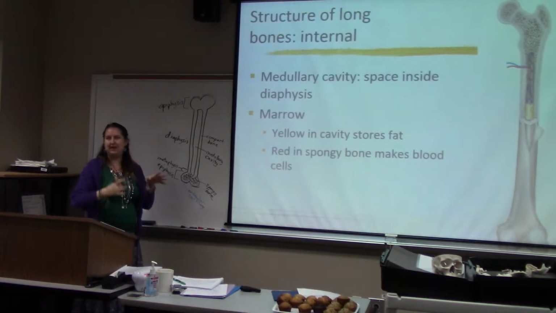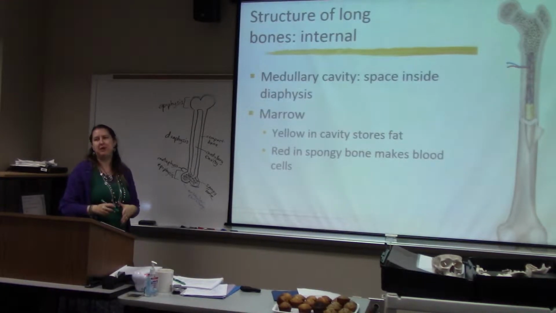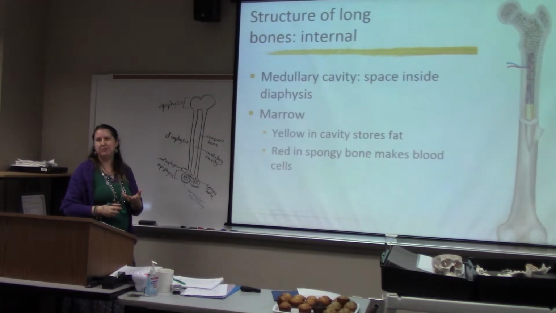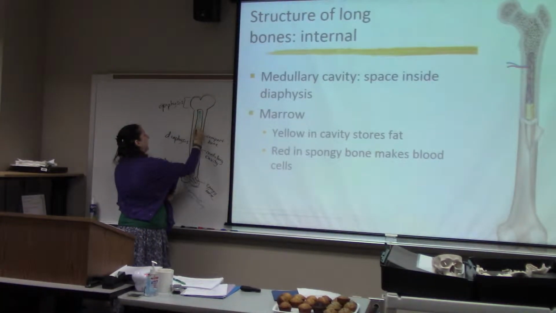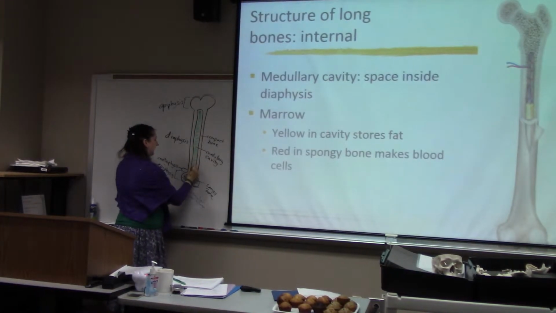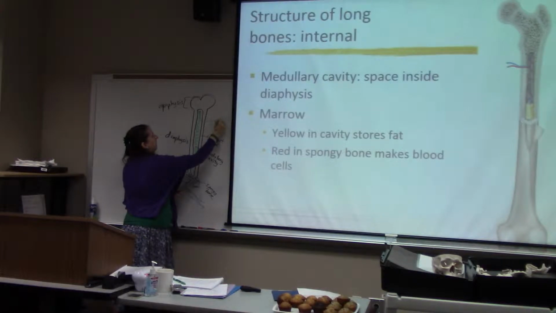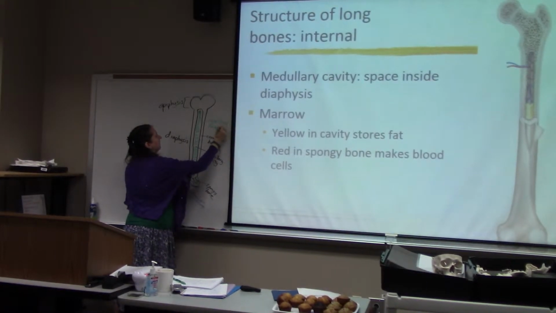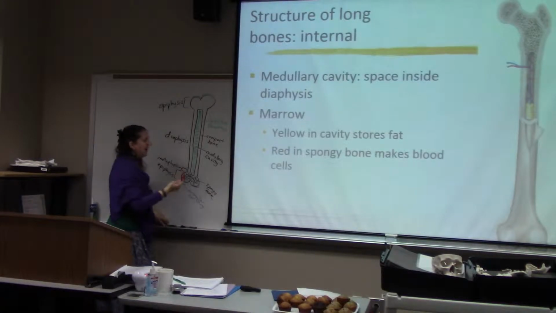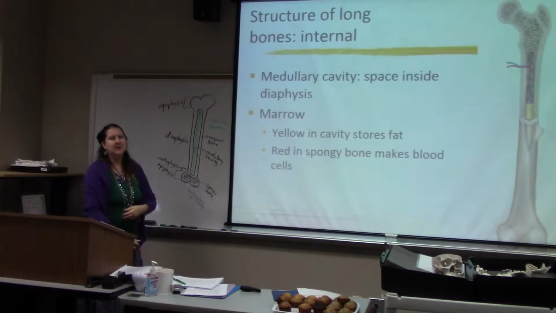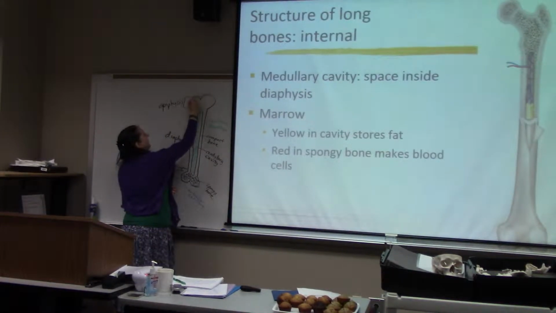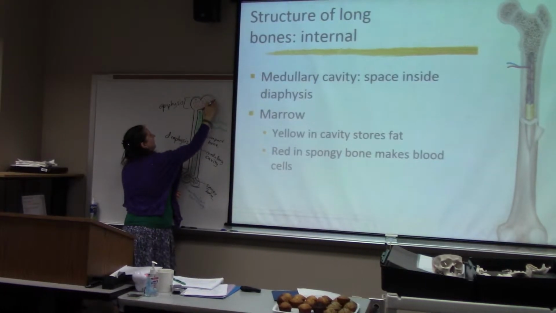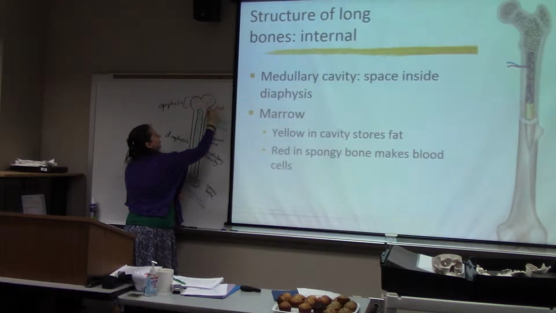Bone marrow is found within the bone, surrounded by bone tissue. There's two types. Yellow marrow, which stores fat. That's found in the medullary cavities. Then red marrow, which makes blood cells, and that's found in the spaces in spongy bone. I'll do it as dots here in the epiphysis. Not quite that close to the surface.